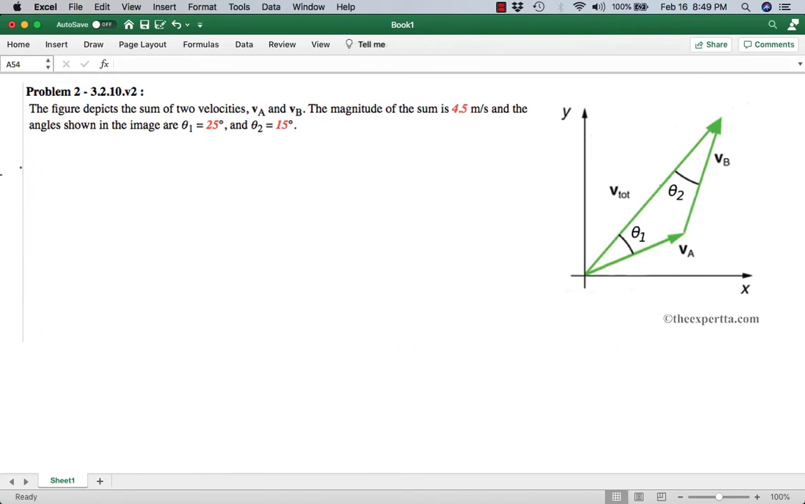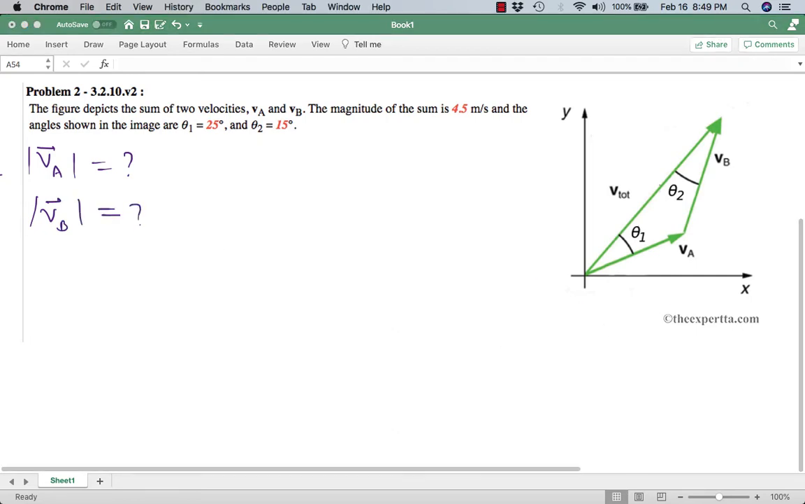So we need to find VA, its magnitude, and then we also need to find the magnitude of VB. So VB is what? And then let's see what else we need to find. Yeah, so those are the only things we need to find.